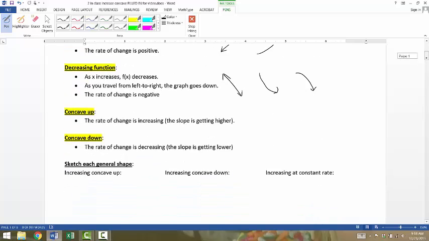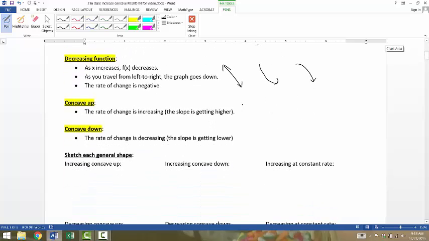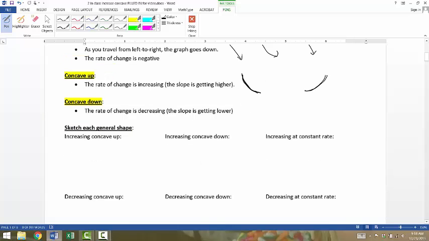Concave up, like a bowl that is right side up. A function can be concave up decreasing, or a function can be concave up increasing. So notice it looks like the left side of a bowl that's right side up, or it looks like the right side of a bowl that is right side up. Concave down, a function can be increasing concave down, or it can be decreasing concave down. You notice it looks like a bowl that's upside down. To be concave down, it looks like a piece of the bowl that's upside down.